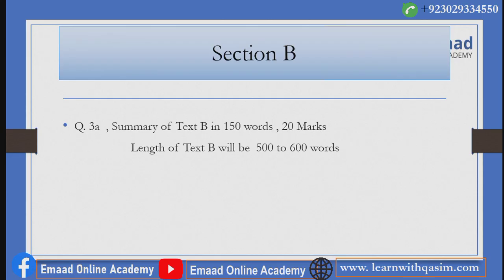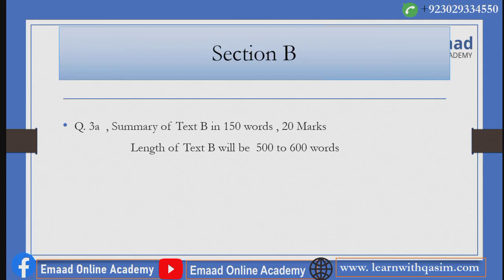In question 3A, you have to produce a summary of text B. You have to write this summary in not more than 150 words. That is the word limit that you have to follow. I don't think it's a very difficult task for many of you, and it carries a total of 20 marks. And the length of text B will be 500 to 600 words. This is the length of the text that you have to read.